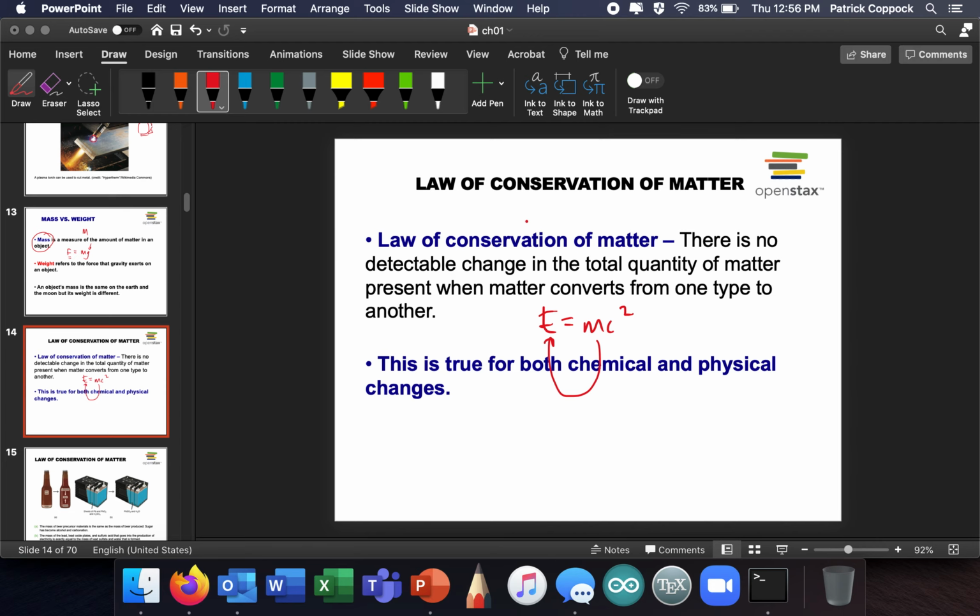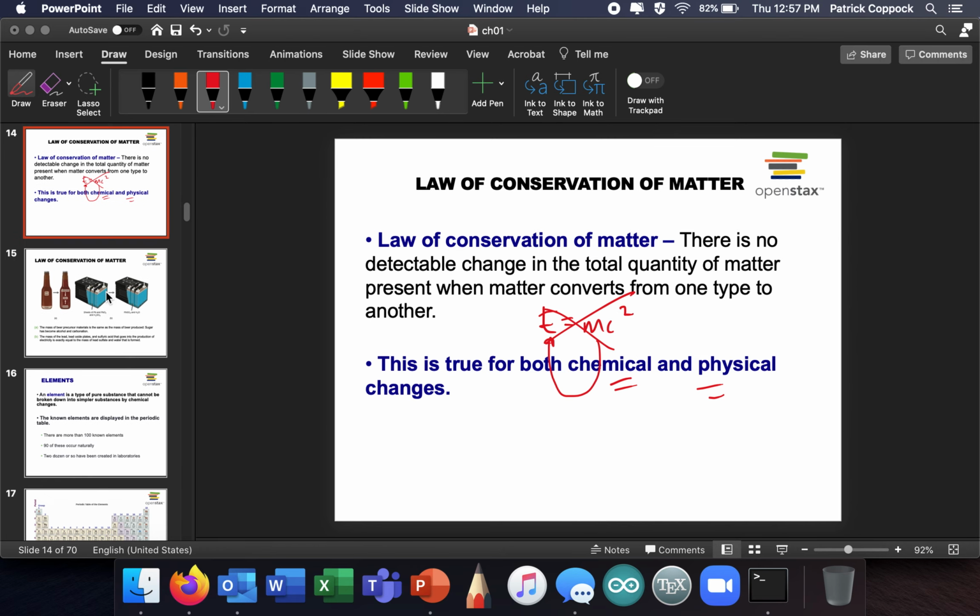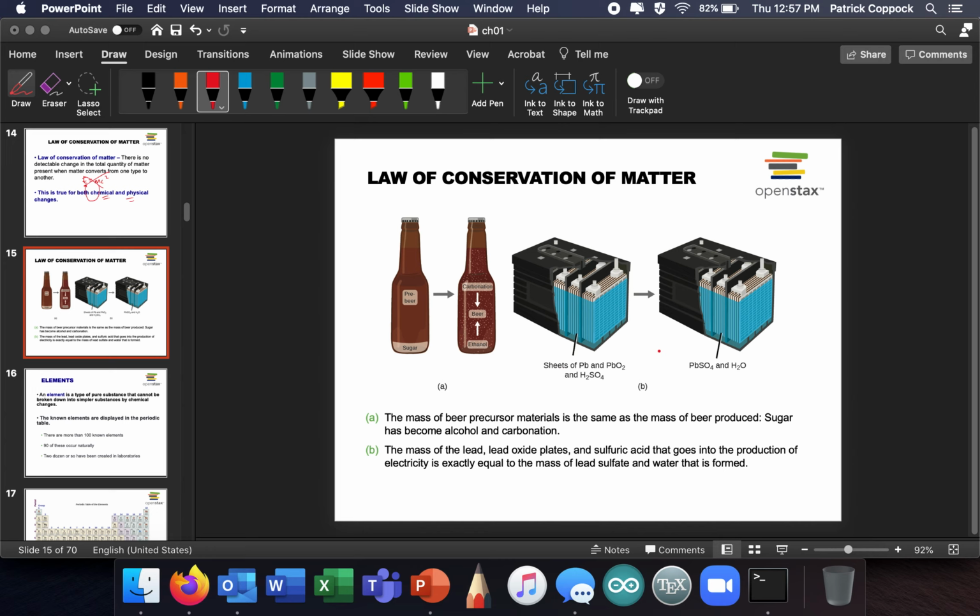So the law of the conservation of matter is only true under normal circumstances. If you make a nuclear bomb, then yeah, you're going to lose some matter, or make some matter, right? That's physics, right? So in our cases, matter can be neither created nor destroyed, neither in chemical processes nor in physical processes, besides nuclear bombs, right?